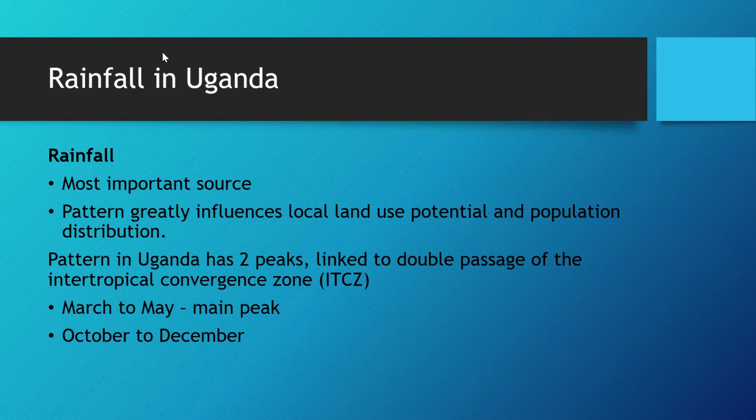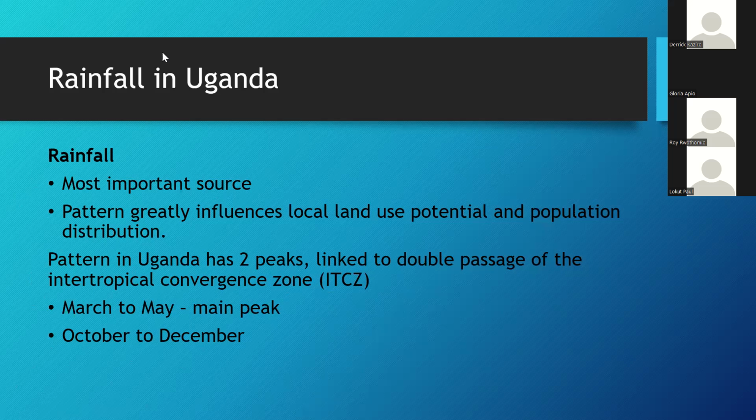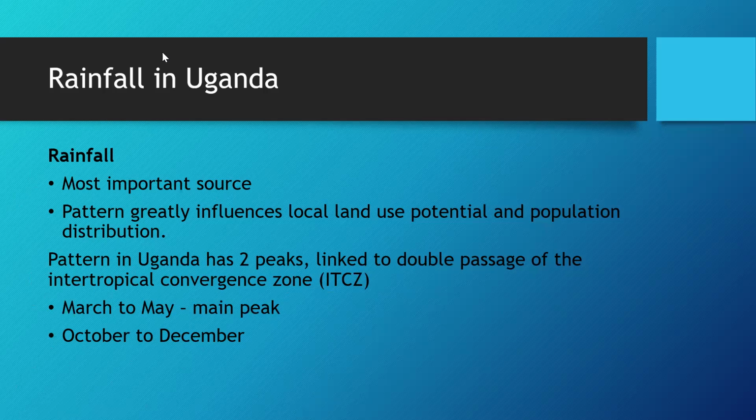We have a link to the double passage of the intertropical convergence zone, with the peak actually being from March to May. But I think with the climate change around now, you realize that this pattern is actually not the way it used to be. Around that period, March to May, we should have had more rain, but rain was actually less. But this time, we're having more rain instead. So I think these are some of the changes that are coming.